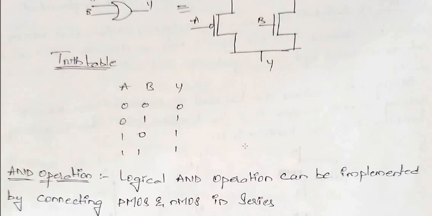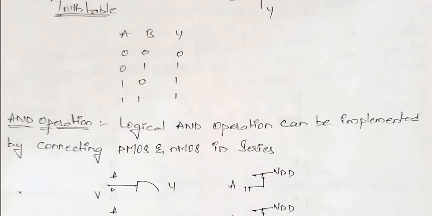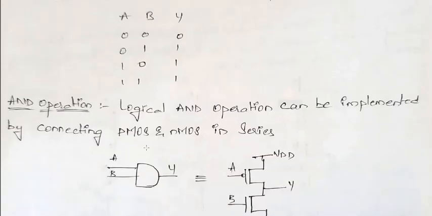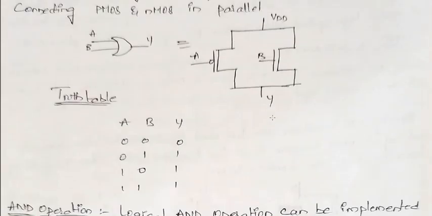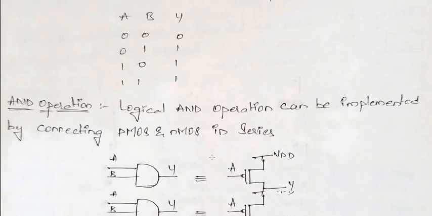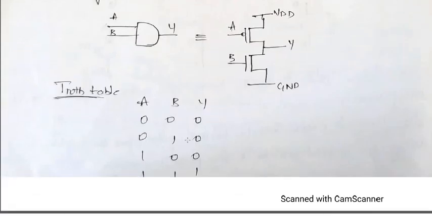The next one is the AND operation. That is nothing but like a multiplication operation. Yes, this logical AND operation can be implemented by connecting PMOS and NMOS in series. Now we have to connect them in series. Here you connected them in parallel for the OR operation, and the truth table will be 0 into 0 is 0, 0 into 1 is 0, 1 into 0 is 0, and 1 into 1 is 1.